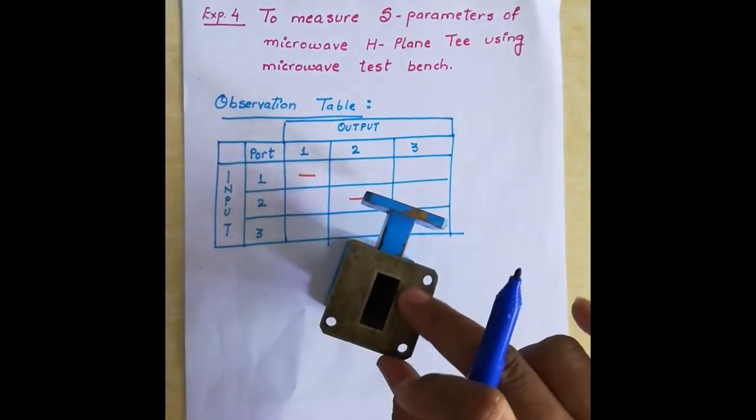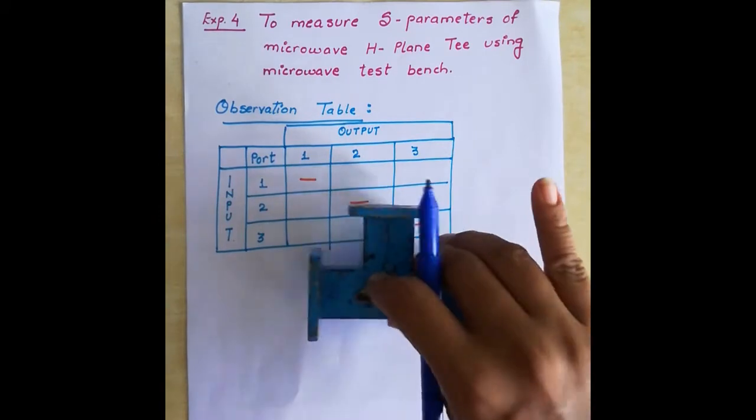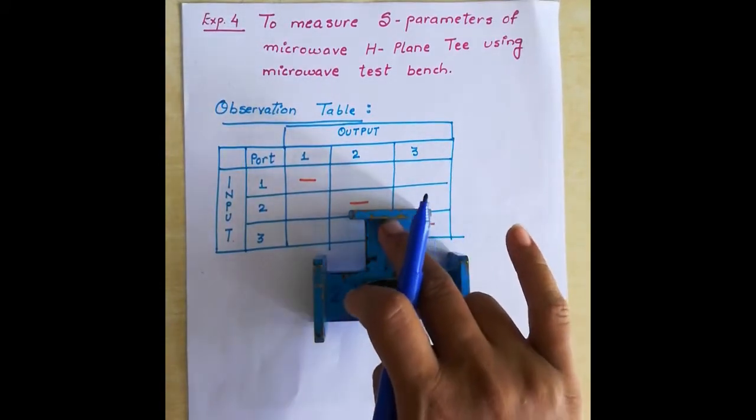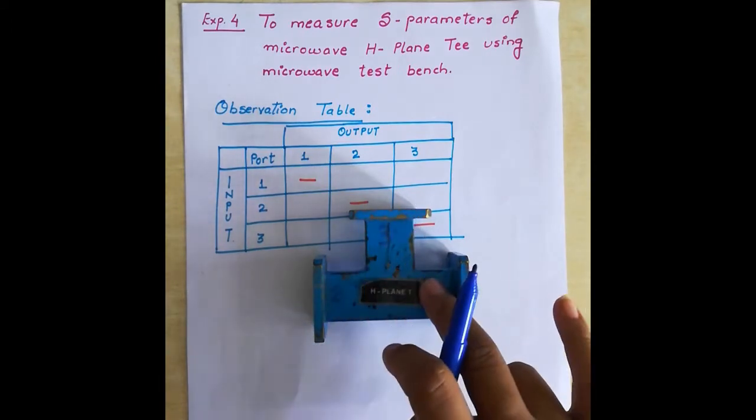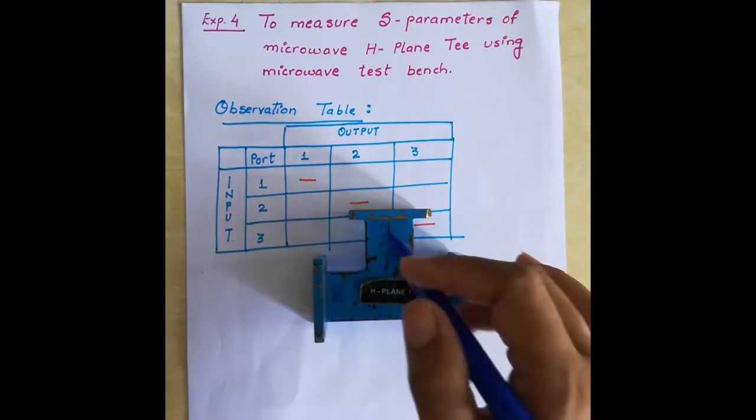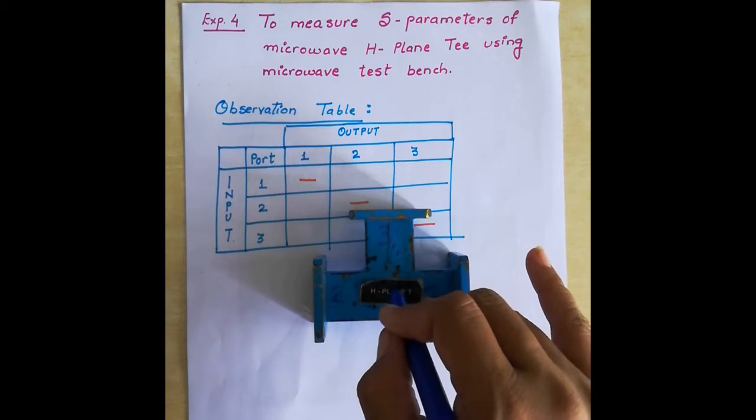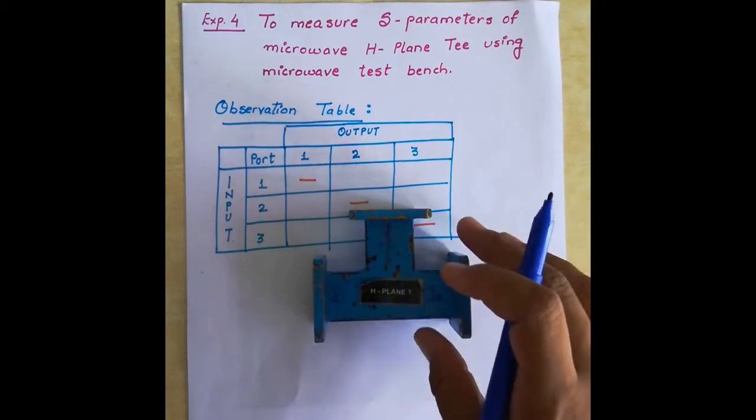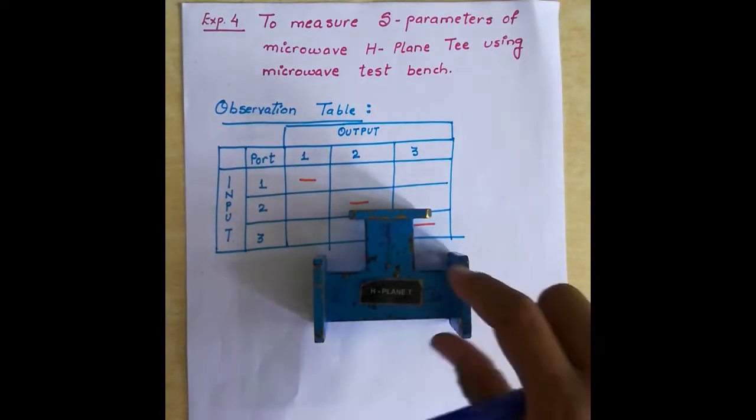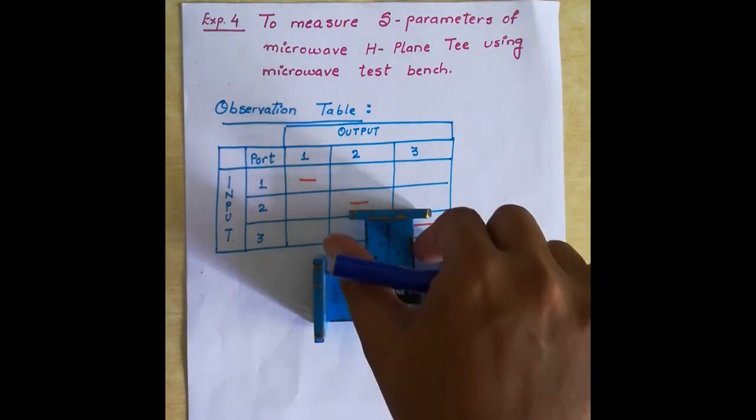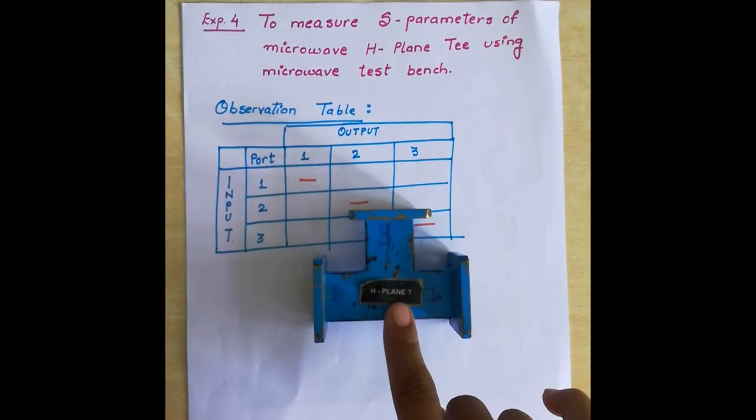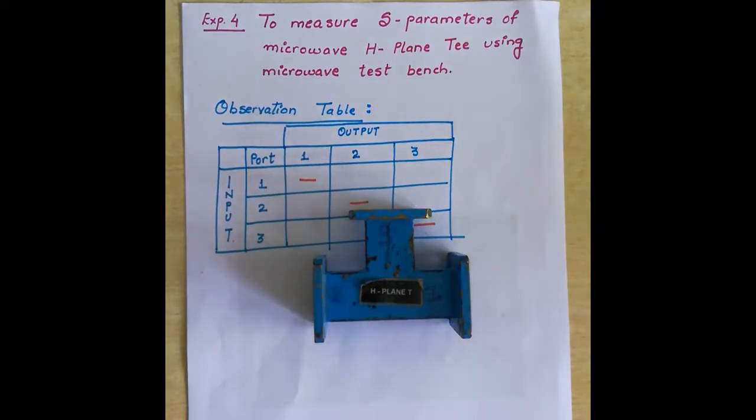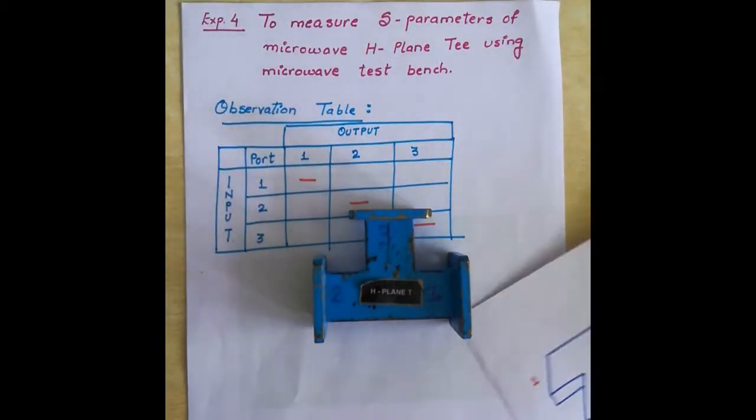Towards the broader dimension, I am attaching a third waveguide in such a way that it perfectly matches at the junction point. And this kind of configuration, where a third arm is attached perpendicular to the broader dimension, is called an H-plane T. So how does this H-plane T function?